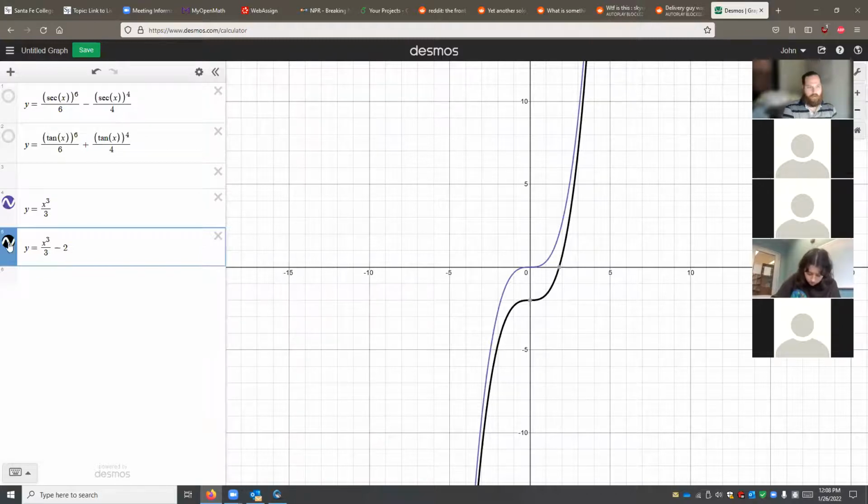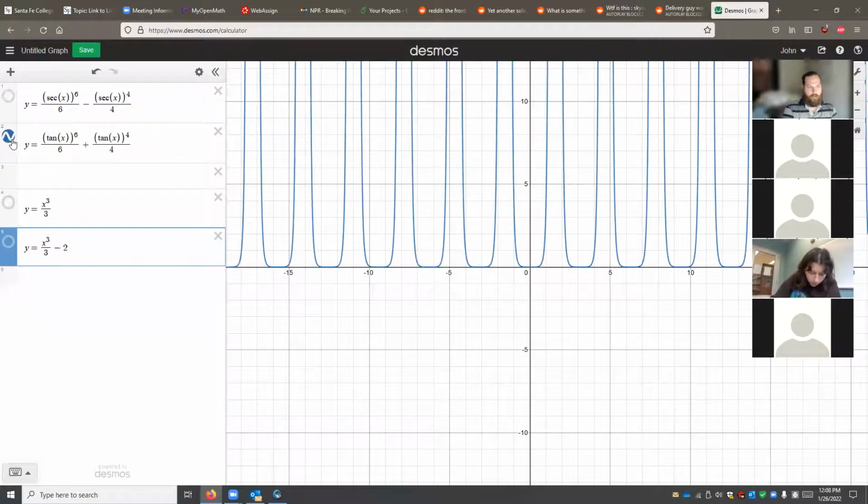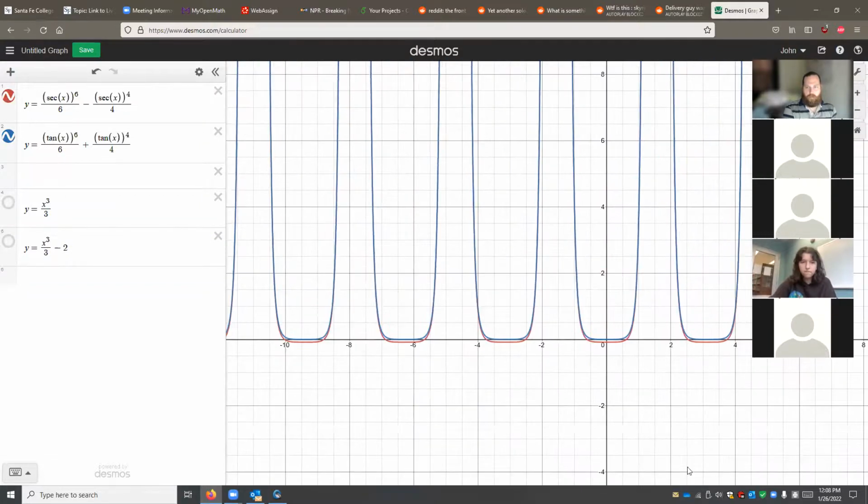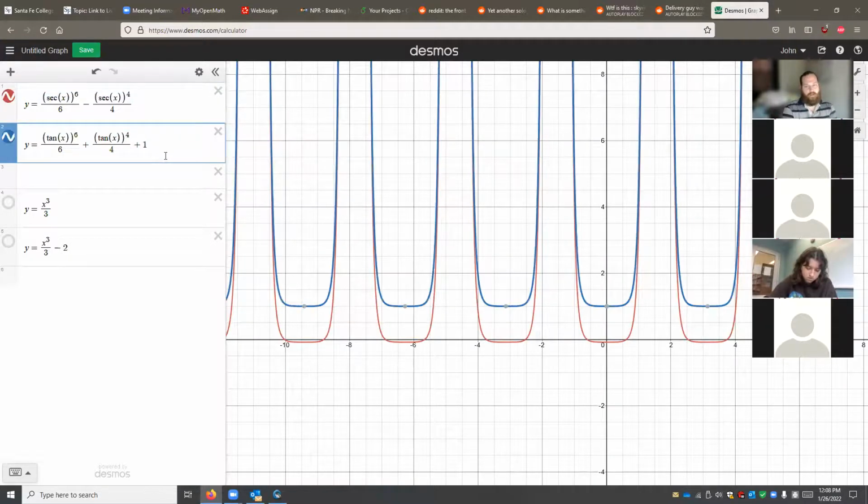So as long as your answers are vertical translates of one another, then they could both be answers to the same integral. Or as long as your answer is a vertical translate of the answer in the book, your answer is correct. So while these two are not identical, you could use trig identities to transform this into this plus 1. That's what's going on here, right?